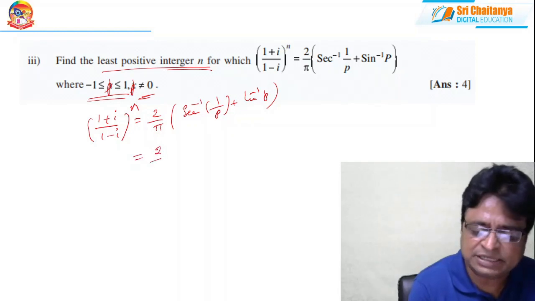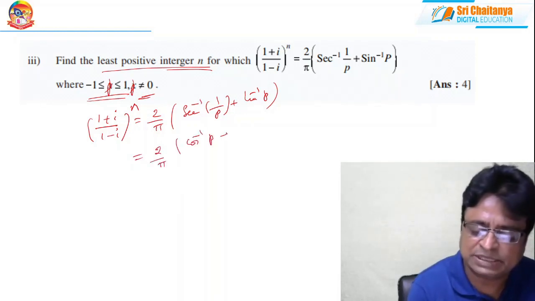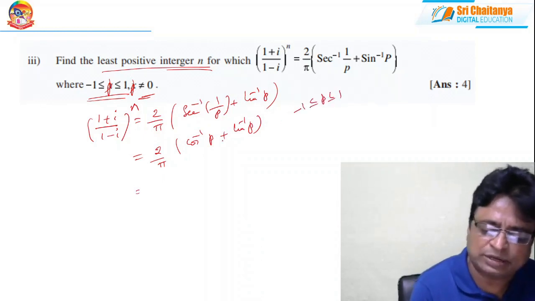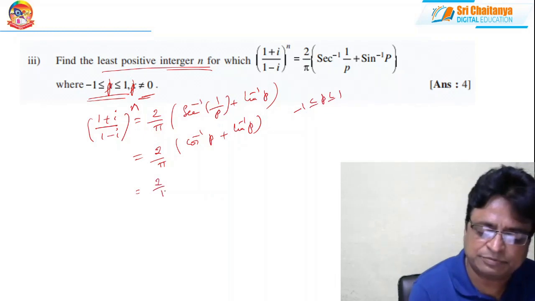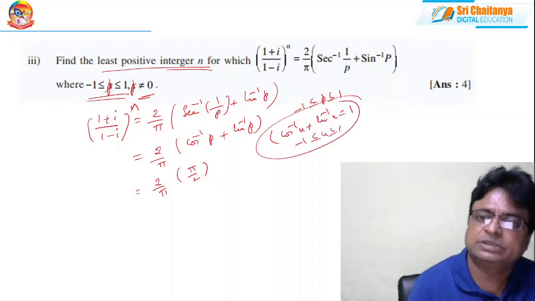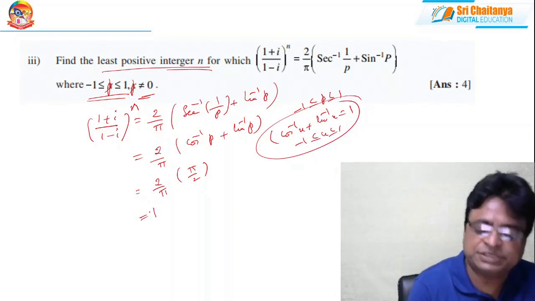Here I can take p not equal to 0. This I can write as 2 by pi times cos inverse p plus sine inverse p, because secant inverse 1 by p is nothing but cos inverse p. Since minus 1 is less than or equal to p less than or equal to 1, this is nothing but pi by 2, because cos inverse x plus sin inverse x is always equal to pi by 2, provided minus 1 is less than or equal to x less than or equal to 1. This is important. This we practiced in our inverse trigonometry session. So after simplification, this is 1.